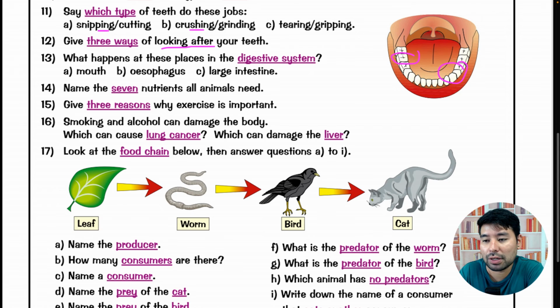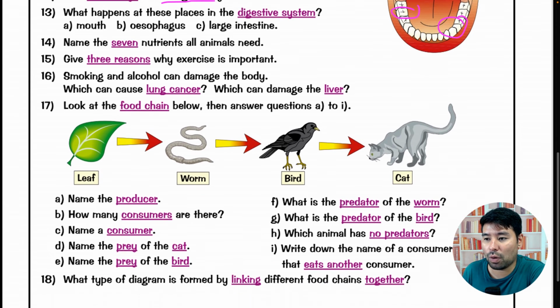Number 14. Name the 7 nutrients all animals need. What are the names of the nutrients? Number 15. Give 3 reasons why exercise is important. Oh, it's important because of this, because of that, and because of that. 3. Bingo. 16.